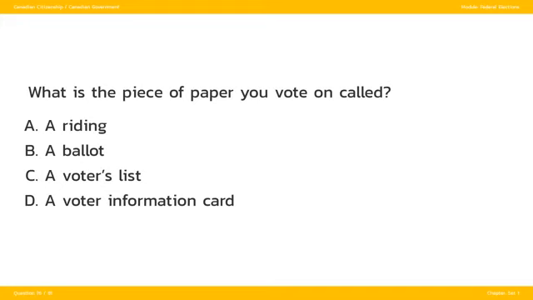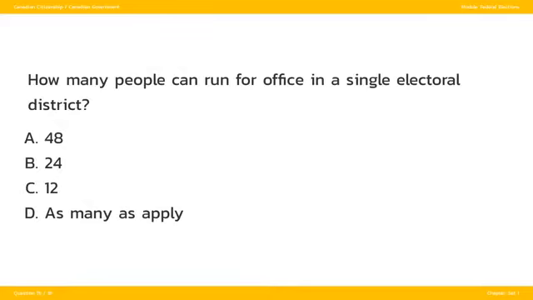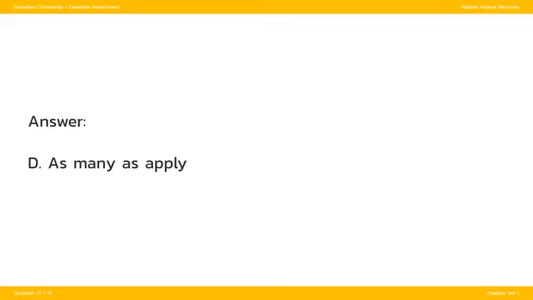What is the piece of paper you vote on called? A. A riding. B. A ballot. C. A voter's list. D. A voter information card. The answer is B. A ballot. How many people can run for office in a single electoral district? A. 48. B. 24. C. 12. D. As many as apply. The answer is D. As many as apply.